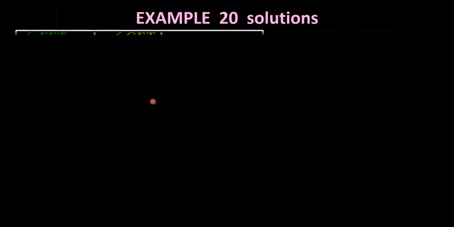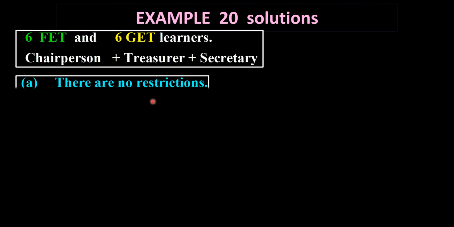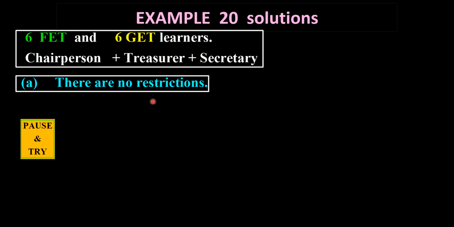Now, this is going to be an example for you to try. So let's just get the information first. 6 FET, we have colors just to assist you, and 6 GET learners. So the counting will be for you. There are no restrictions. So we're going to look at the solution, but let's pause the video and give you a chance here. This one is not that difficult, so let's make it 2 minutes, but you will get about 2 marks for that. So let's pause, and once you're done, you can continue again.